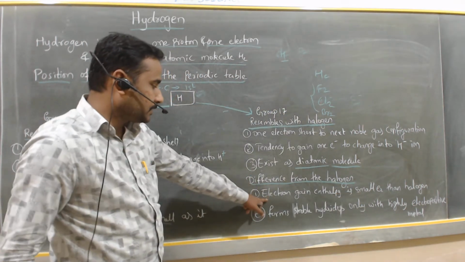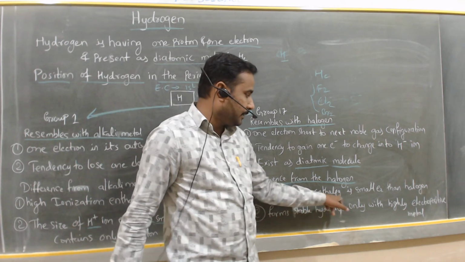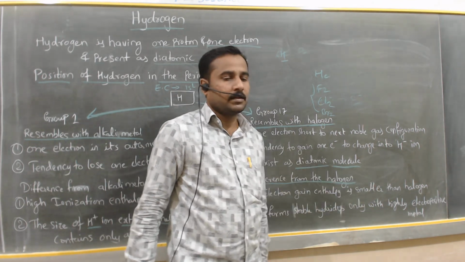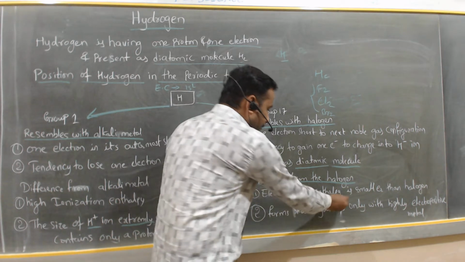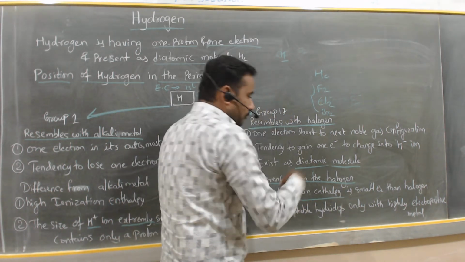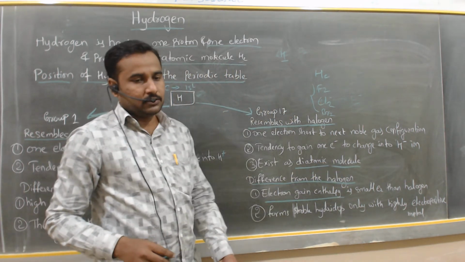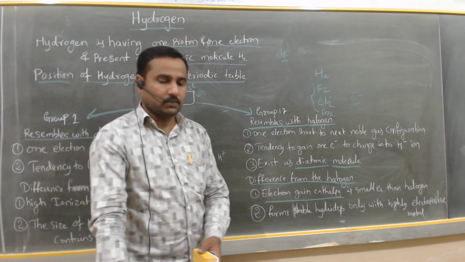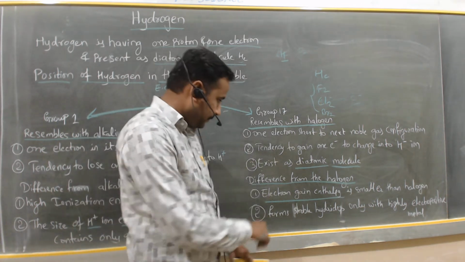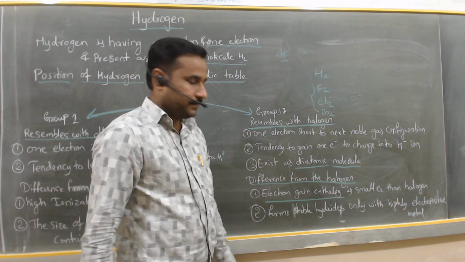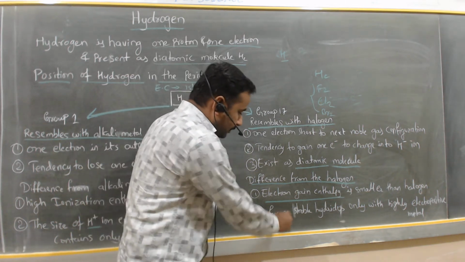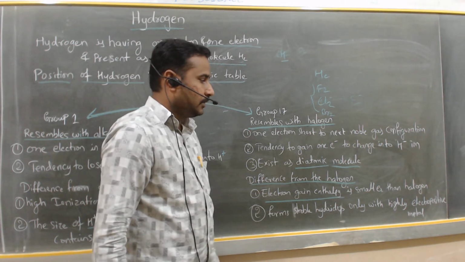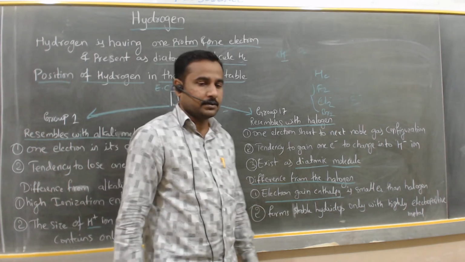The first one we will discuss is that the electron gain enthalpy is smaller than that of the halogens. Hydrogen has a smaller electron gain enthalpy than the halogens. Next, the second point: it forms stable hydrides only with highly electropositive metals.